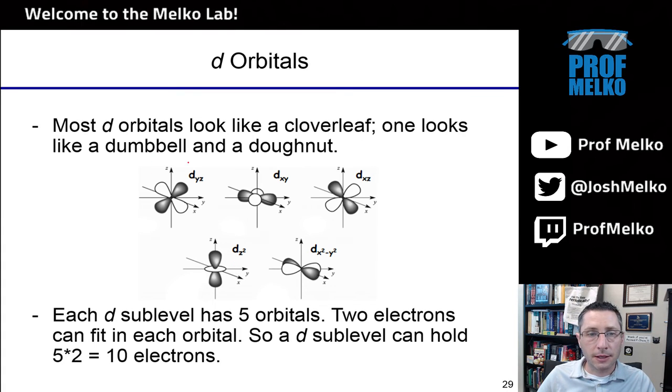D orbitals, I don't really have a clever nickname for this. I think they look like clover leaves, especially these 4. There's a last one here that kind of looks like a peanut and a dumbbell. But these are 5 different d orbitals. Okay. Remember I said that the d sublevel holds 10 electrons. And if we know every orbital holds 2, then there must be 5 orbitals. And that's exactly what we see. Okay. Every d sublevel has 5 orbitals, 2 electrons in each, for a total of 10 electrons.